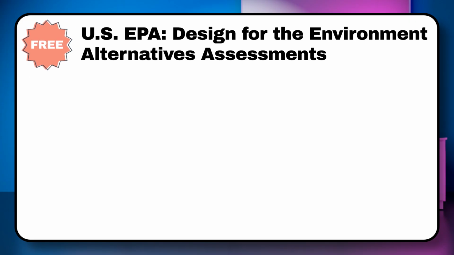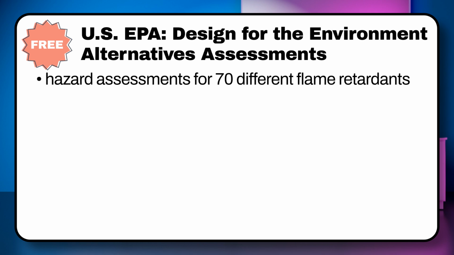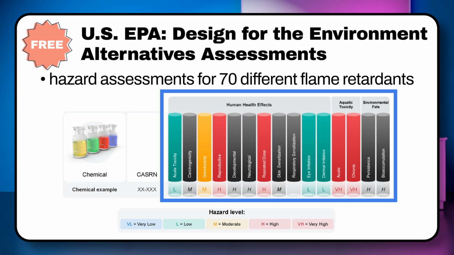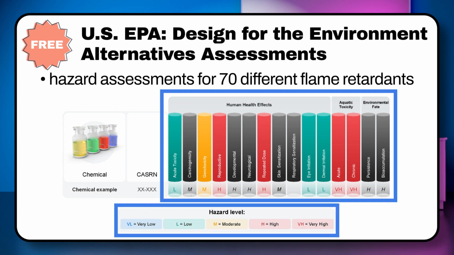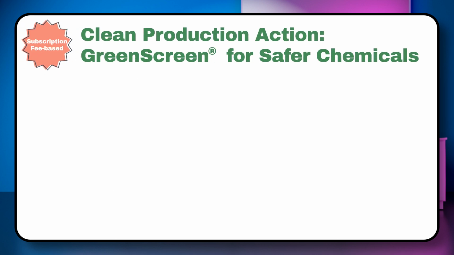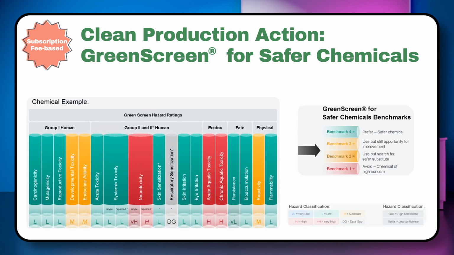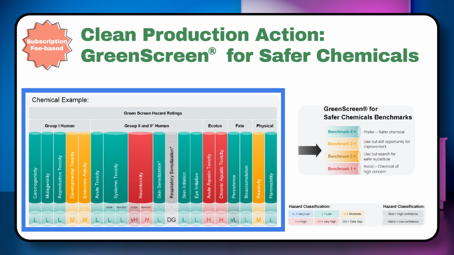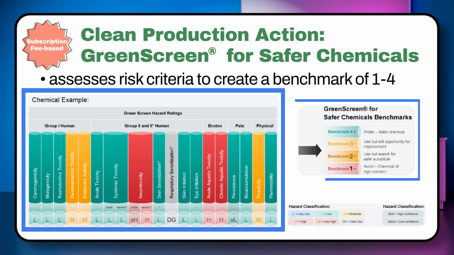The US EPA and their third-party experts have published hazard assessments for 70 different flame retardants. For each alternative assessment, a hazard profile rating was assigned for 15 different criteria related to human health, aquatic toxicity, or environmental fate. A second assessment methodology, Green Screen for Safer Chemicals, takes things a step further than the EPA approach. This tool uses a similar dataset approach, but assesses each hazard criteria to create a benchmark score on a scale of 1 to 4, while also adding a few additional criteria for ranking.